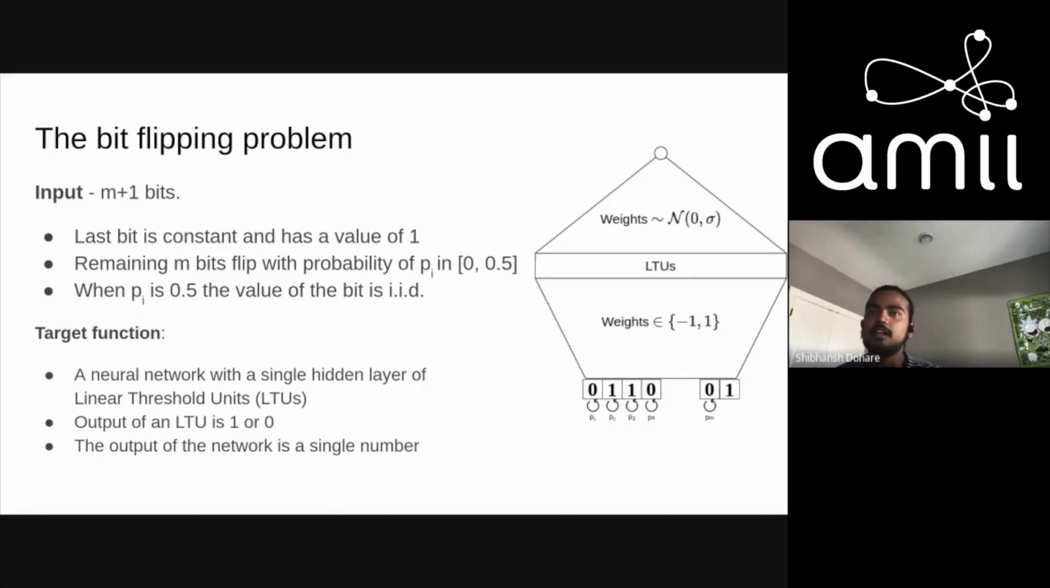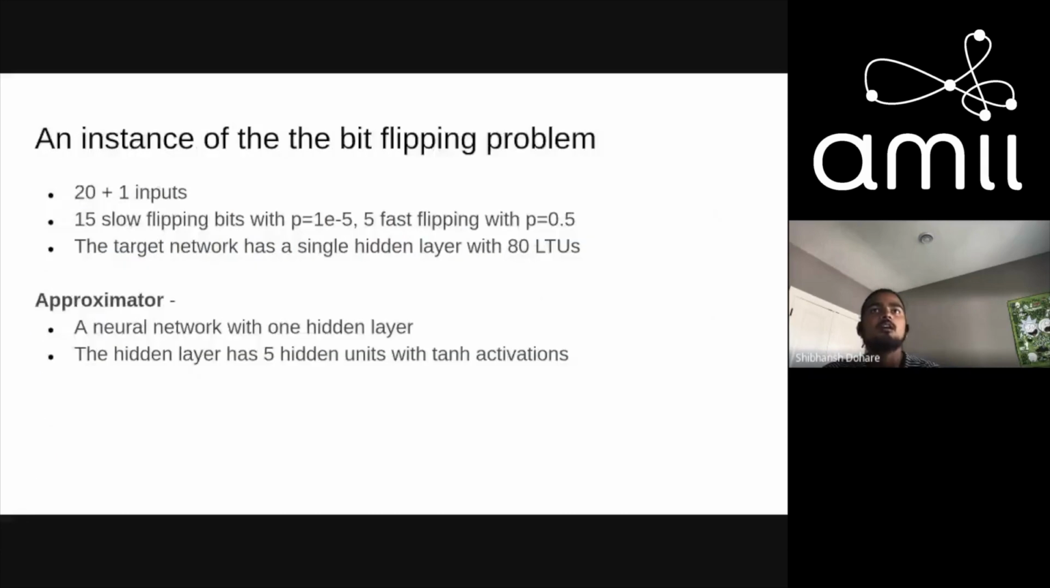And the target function for this case is a neural network with a single hidden layer. This neural network has LTUs as the hidden units. So LTUs have an output of 1 or 0, and this output is, of course, not differentiable, and it is also not continuous. And the output of the network is a single number, which makes this a regression problem. And again, we care about the squared loss.